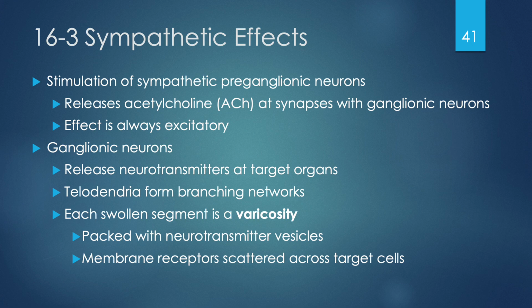The ganglionic neurons that have just been triggered to release their action potential will release neurotransmitters at the target organs at the end of the neuron. And the telodendria that are there are going to branch out and form networks that look something like a string of pearls. Each of these quote-unquote pearls is a swollen area called a varicosity, which is the same word we use for varicose veins at the back of our legs, where we have a bulbous part of a blood vessel. These varicosities, though, are not blood vessels. These are packed with neurotransmitter vesicles, and those vesicles can release their contents, and the membrane receptors are going to be scattered across all different target cells.